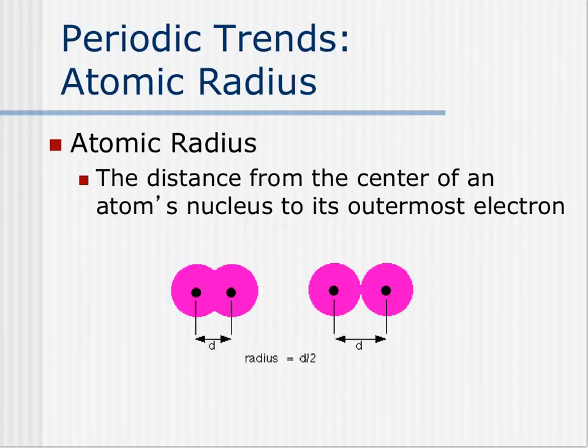Tonight we're going to be talking about the periodic table trends, and this matches up with your 6.3 video notes. The first trend that I want to talk about is the atomic radius. The definition for this is the distance from the center of the atom's nucleus to its outermost electron.